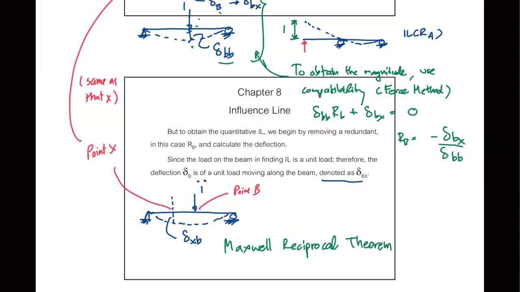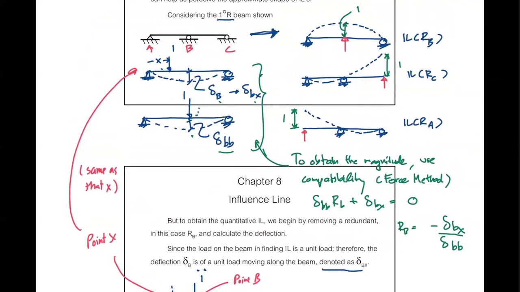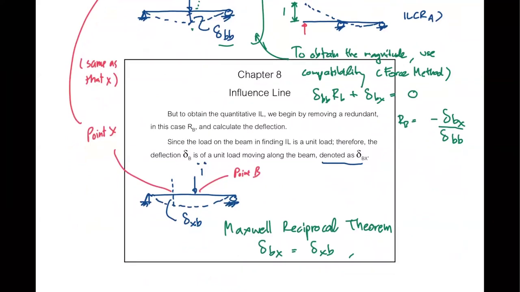He says delta BX is equal to delta XB. Can you believe that? This is the reason why your matrix is always symmetrical. And instead of calculating displacement at B by load at any X location, you just place the load at this location and calculate displacement at any X location instead, which is much more convenient.